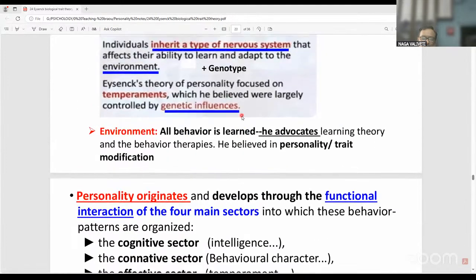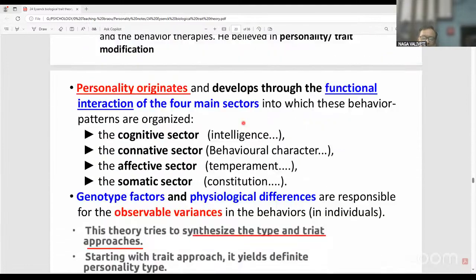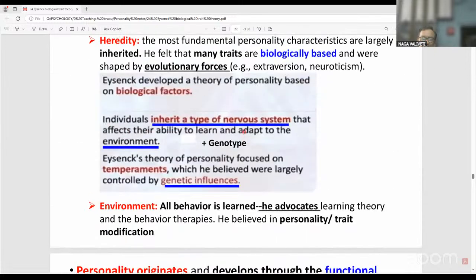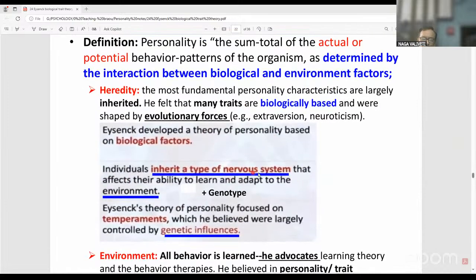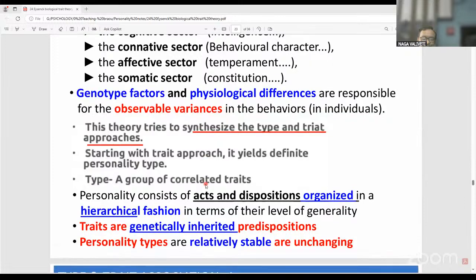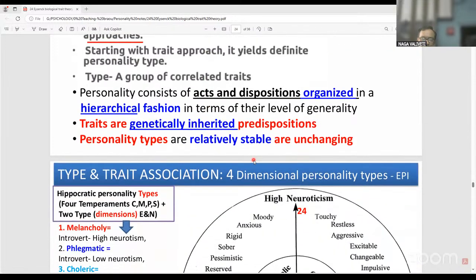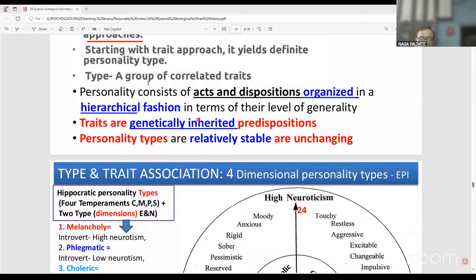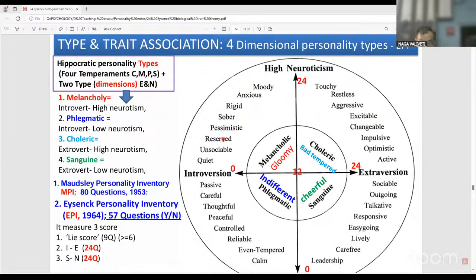So apart from this, what is there biologically apart from the nervous system? Psychological effects are there. That is cognitive, meaning behavior; affective, meaning emotions and temperament; somatic, meaning physiology, bodily. The interplay of these also molds your behavior. Not only this, but also this. Genotype influence will be there. Environmental influence is there. We have seen the hierarchy already. Traits are genetic, but they can be changed. They are relatively stable, not unchanging. Now types and traits have combined.